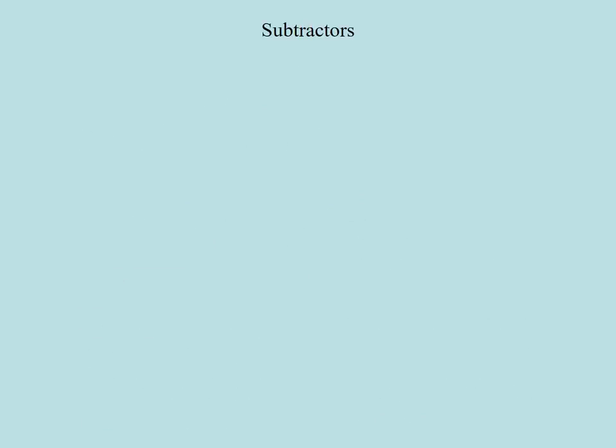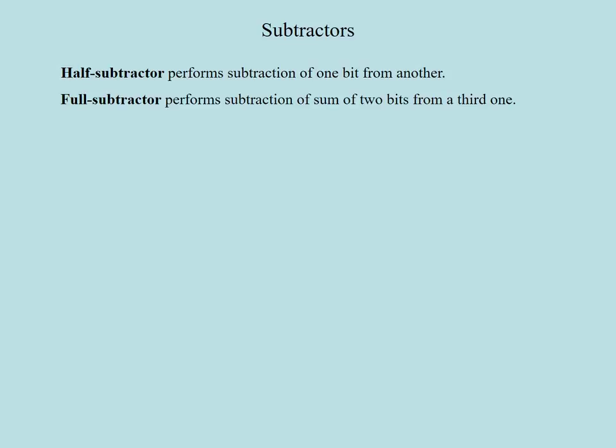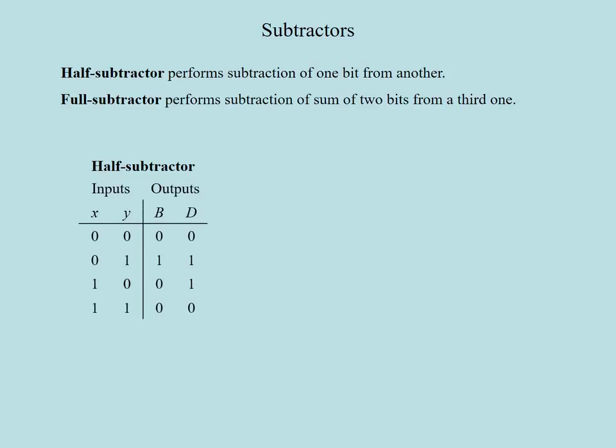Now we shall design subtractors. Just like the adders, the subtractors can be half or full subtractors, depending on the number of bits they process. A half subtractor performs subtraction of 1 bit from the other, while full subtractors subtract 2 bits from a third one. The truth table of the half subtractor can be written as in this table, where D is the difference bit and B shows the borrow bit.